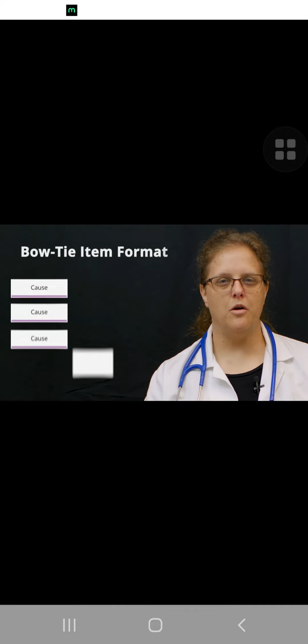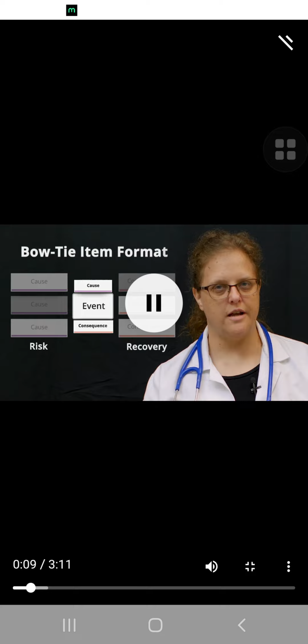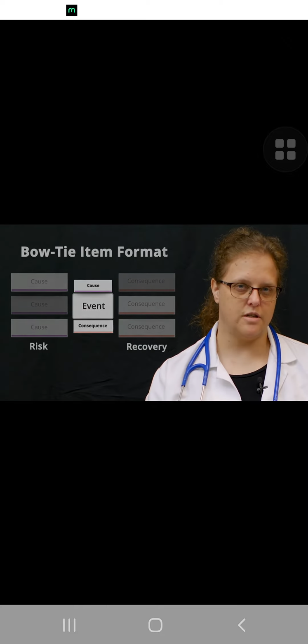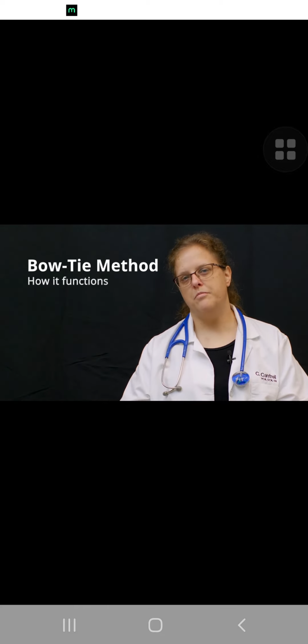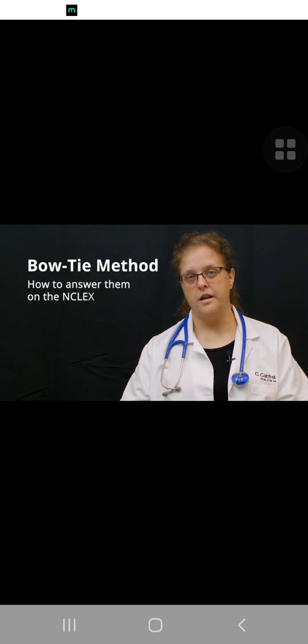and has been used to proactively assess risks to patient safety, like ventilator-associated pneumonia and high alert medications. First, we'll look at how the bow tie functions. Second, the thinking involved. Third, how you can use this method to study. Fourth, how to answer this question type on NCLEX.